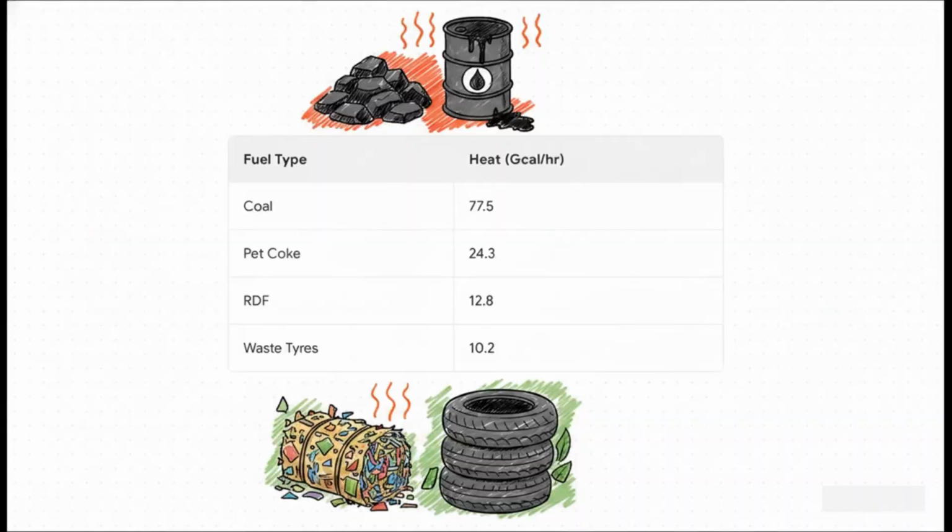All right, let's plug some actual numbers into those steps. If we measure our inputs in gigacalories per hour, we've got our conventional fossil fuels, coal contributing 77.5, and pet coke giving us 24.3. And then we have our alternative fuels, RDF contributing 12.8, and waste tires coming in at 10.2.